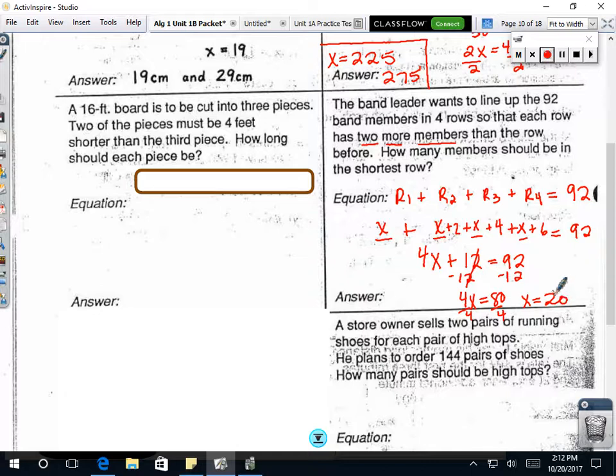Okay, well 20 represents the amount of people in which row? Row 1. See how under row 1 was just the regular X? So if row 1 has 20 people, how much would row 2 have? And how much would row 3 have? And row 4? 26. So, but the actual answer is how many members should be in the shortest row. So the actual answer is 20.